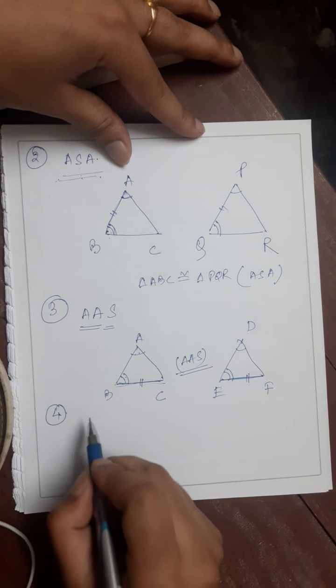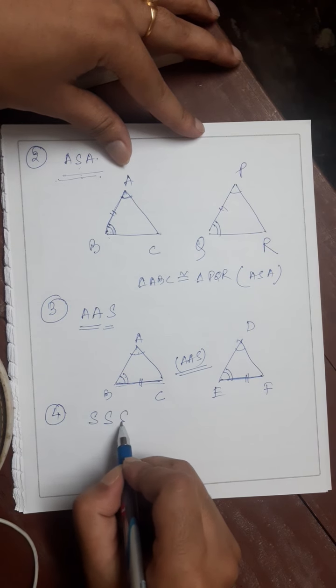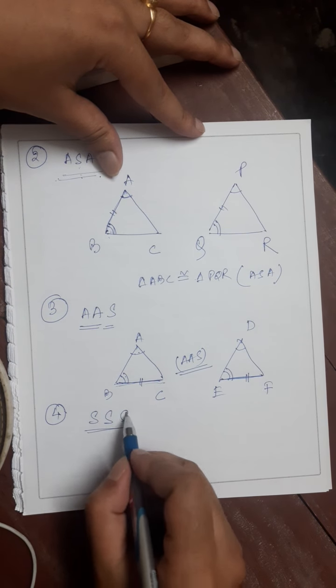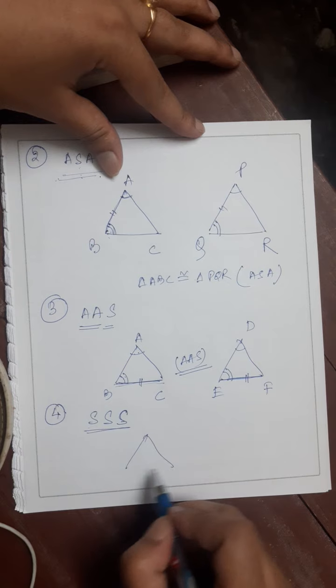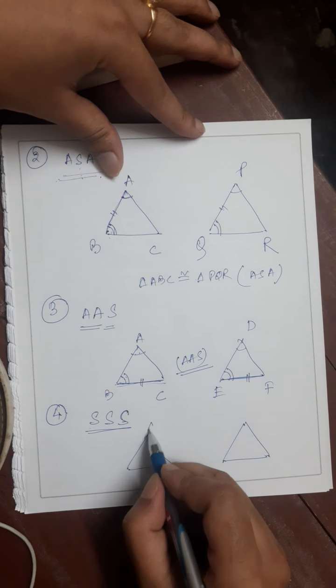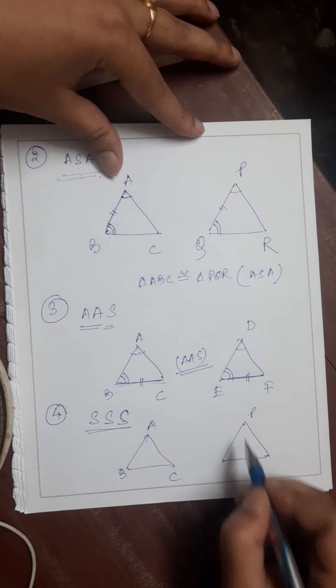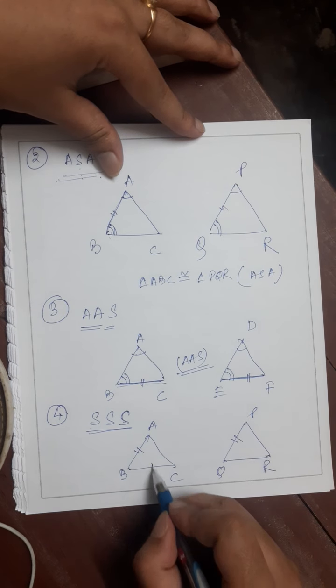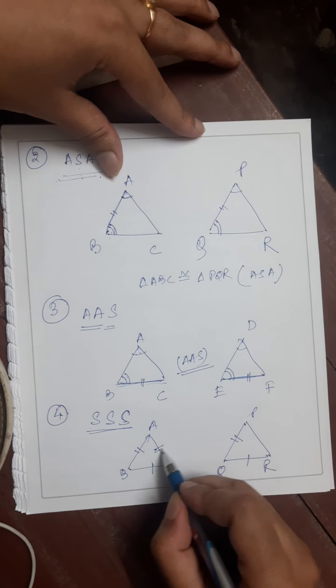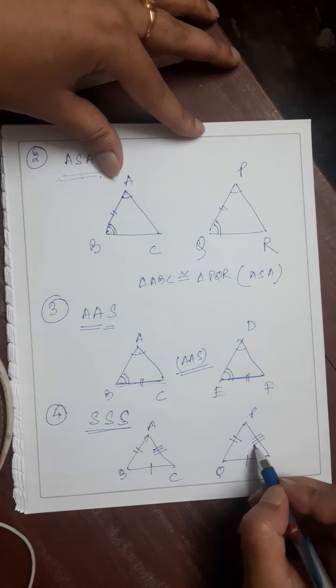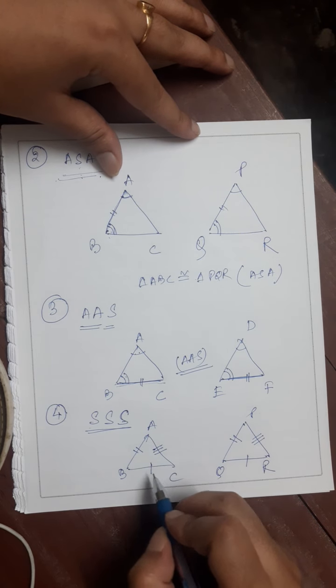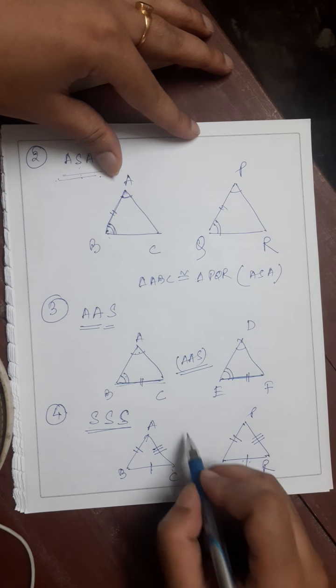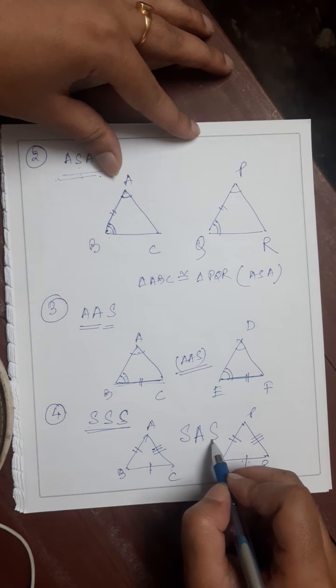The fourth one is side side side. So this is very simple. All the three sides of two triangles have to be equal. ABC, PQR, where AB should be equal to PQ, BC is equal to QR, and AC is equal to PR. Then we can say that these two triangles are congruent by side side side.